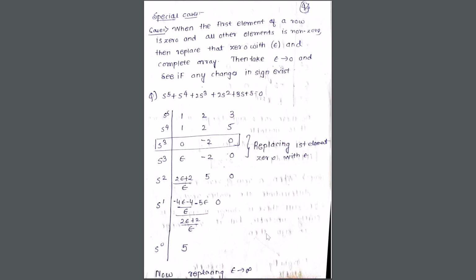Now there are some special cases in this. Let us take the first case: when the first element of the row is 0 and all other elements are non-zero. For example, if you see in this particular question, the first element of a row is 0 and the other elements, I'm talking about minus 2, are non-zero. So in that case, you have to solve using a particular technique, which I'll be explaining to you right now.